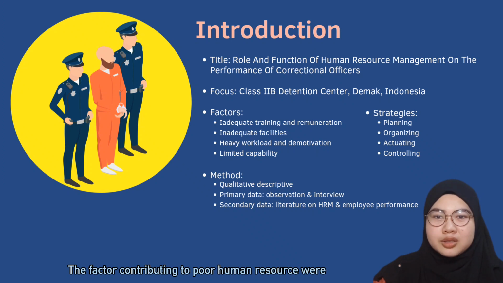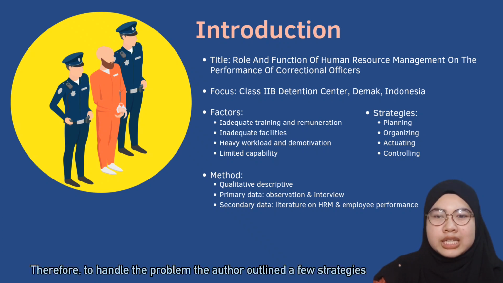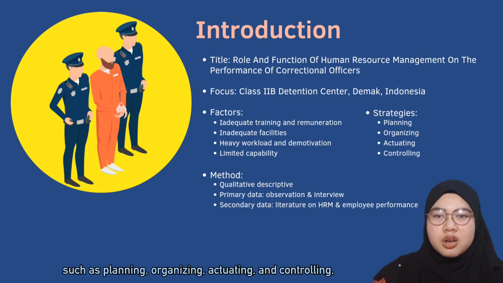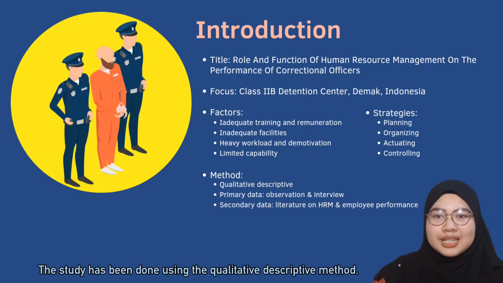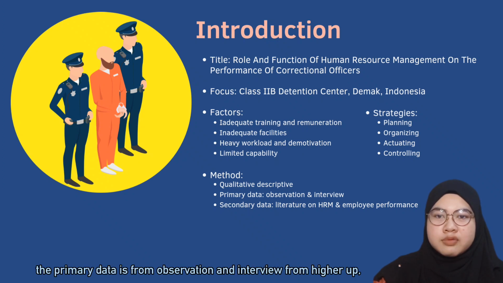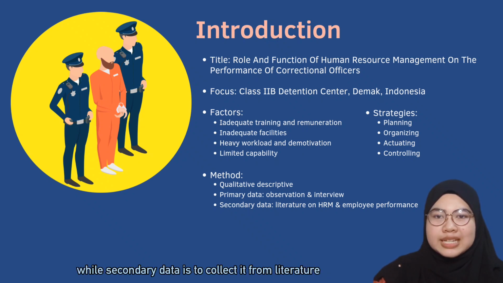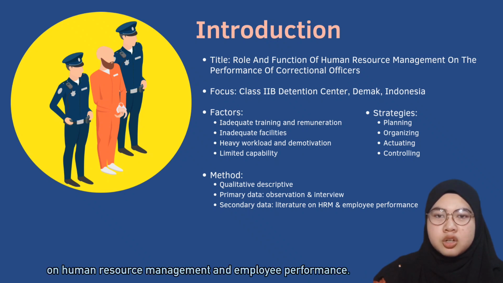The factors contributing to poor human resource were inadequate training and remuneration, inadequate facilities, heavy workload and demotivation, and limited capability among correctional officers. Therefore, to handle the problem, the author outlined a few strategies such as planning, organizing, actuating, and controlling, which derive from multiple concepts of management process to fit the organization itself. The study has been done using qualitative descriptive data. The primary data is from observation and interview with higher-ups, while secondary data is collected from literature on human resource management and employee performance.